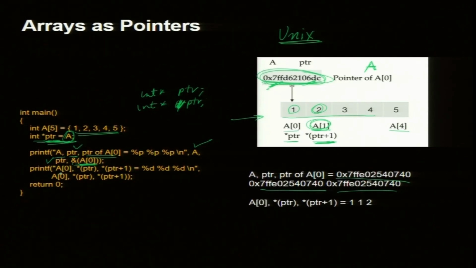Next, I can print A0, the value at A0, which is this 1, or star ptr. Both of them will give you 1, right? But when I put star ptr plus 1, I will get the second value, which is 2. Star ptr plus 3 will give me the fourth value, so it will give me 4, and like that. This is the illustration of what an array is.